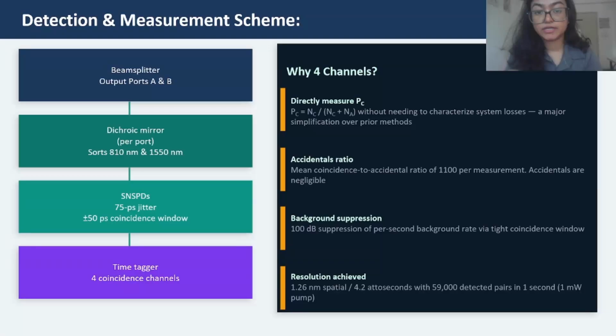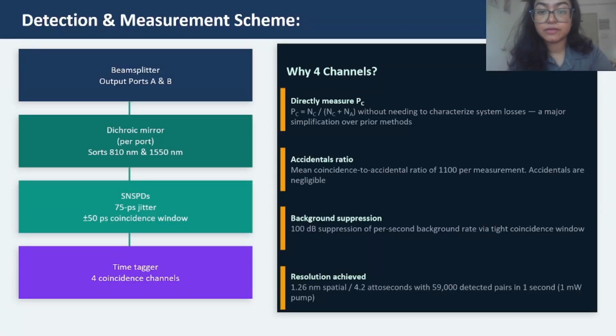Once the photons exit the beam splitter, the detection module takes over. At each of the two output ports A and B, a dichroic mirror separates the 810 nanometer and the 1550 nanometer photons for coupling into individual single mode fibers, leading to SNSPDs, the superconducting nanowire single photon detectors, which have a time jitter of around 75 picoseconds. These give four coincidence channels. 1550A with 810B, and 1550B with 810A, are the coincidence channels where the photons exit in opposite ports, and 1550A with 810A, and 1550B with 810B, are the anti-coincidence channels where the photons exit the same port.